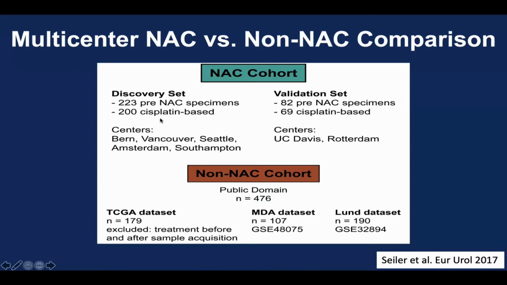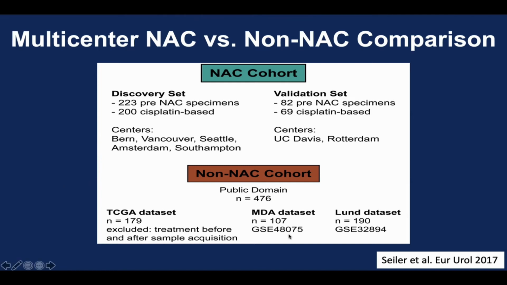And we had 223 specimens prior to chemo as a discovery set and 82 as a validation set. The larger numbers here were used to develop and validate the classifier, and with the smaller numbers, we only used the cisplatin-treated patients to look at efficacy and predicting response. But looking at one cohort alone treated with chemotherapy doesn't necessarily tell you about the benefit of chemotherapy. You need a cohort that's not treated with chemo.